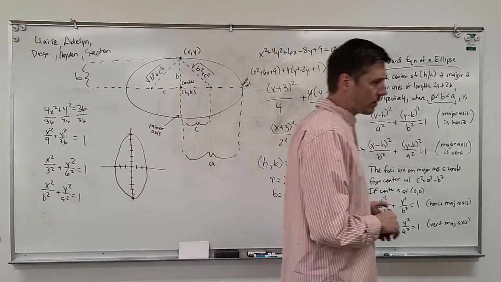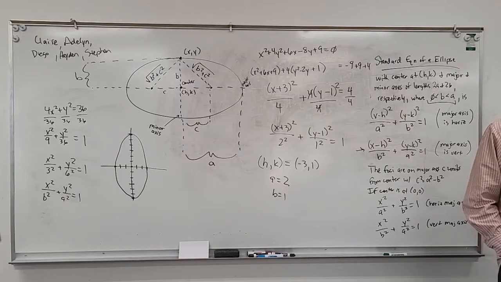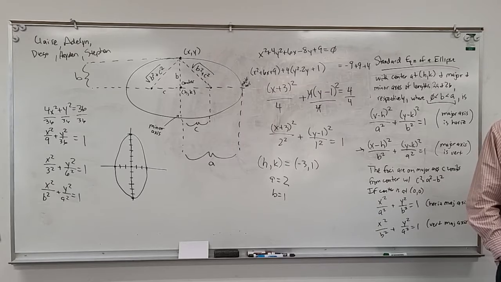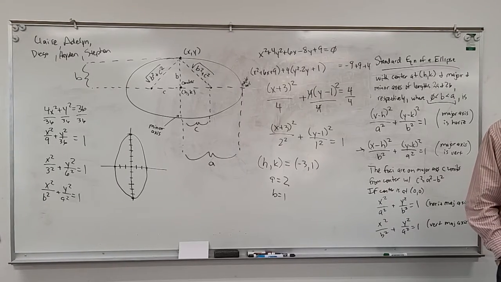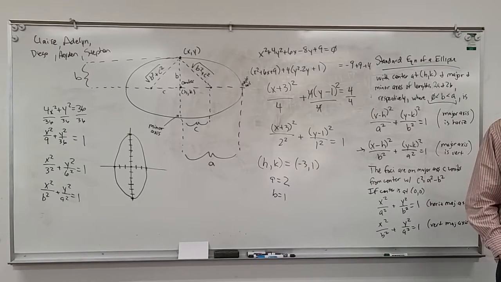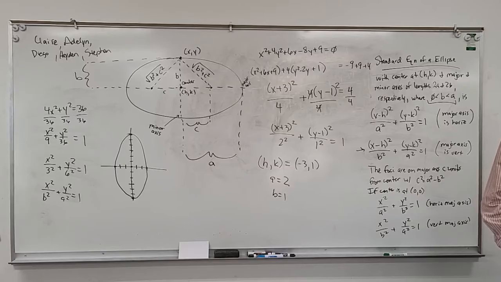All right, so last problem. Any questions about that? Wait, so A just equals whatever the bigger number is? It doesn't matter where it's at? Well, it matters where it's at, because we have to know which way to orient the graph. Whatever the bigger number is, that's going to be A. So you don't really know which one you're using until you get the numbers.